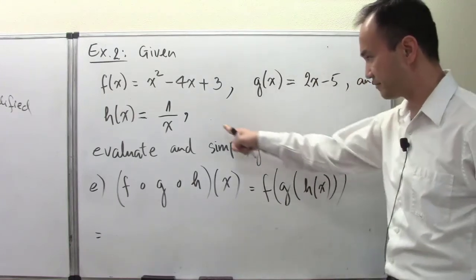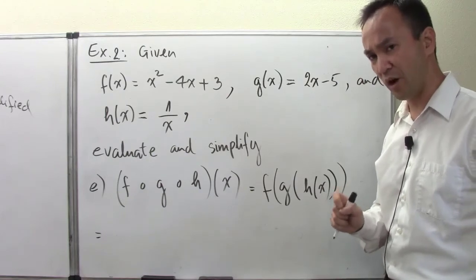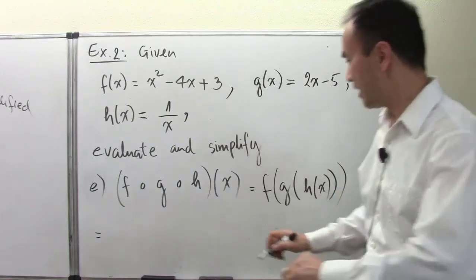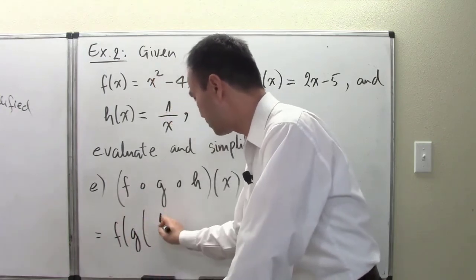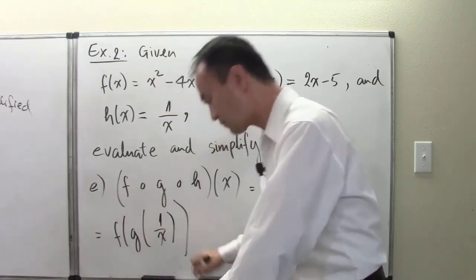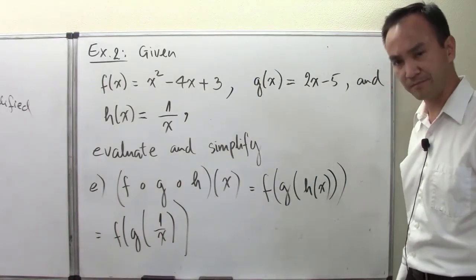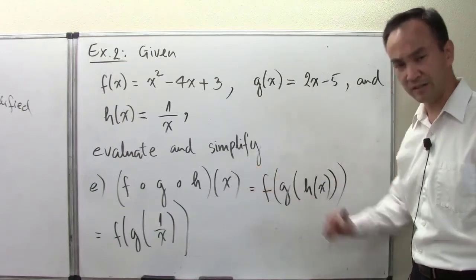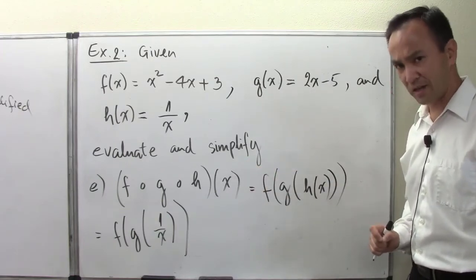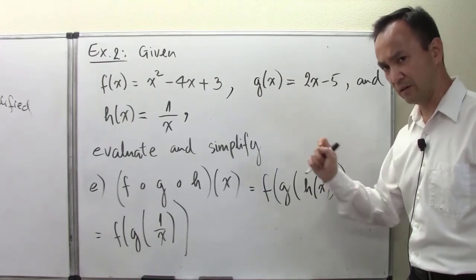h is this function 1 over x. The rule of h says 1 over x. So it really means f of g of 1 over x. F of g of 1 over x. That's what it is, because h of x, from the inside out. And at this point, needless to mention, you could have realized that already.